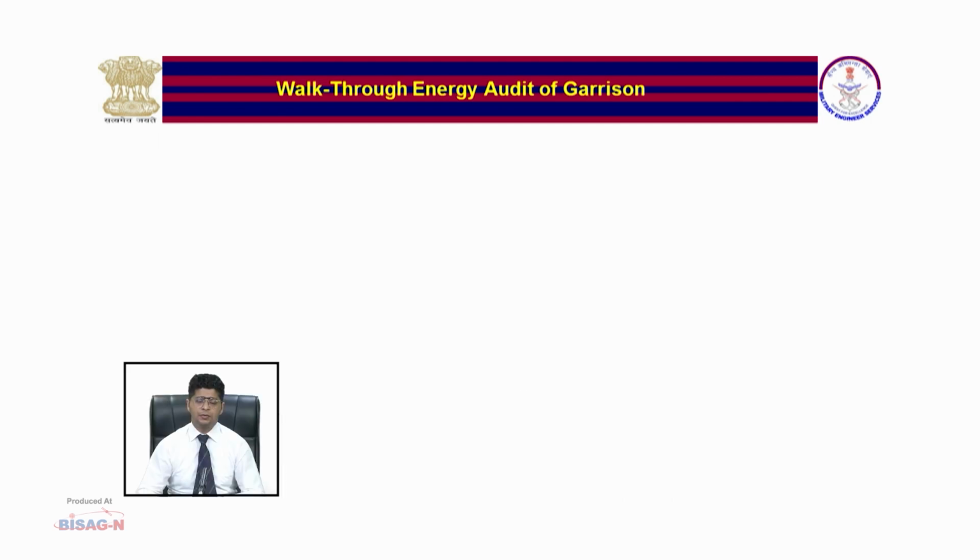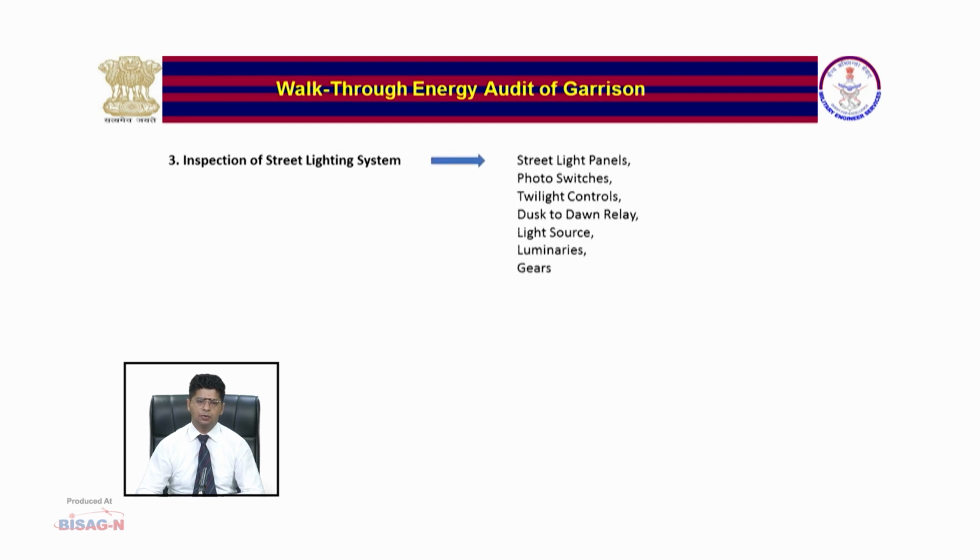Then comes study of street lighting system. This shall include various street lighting in domestic and technical areas, covering street light panels, functioning of photo switches, twilight controls, dusk dawn relays, on/off controls, and taking measurements at strategic points in domestic and office areas. Apart from this, a comprehensive study of the entire lighting system covering the light source, luminaires, and gears would be taken up for the street light feeders inside the area.